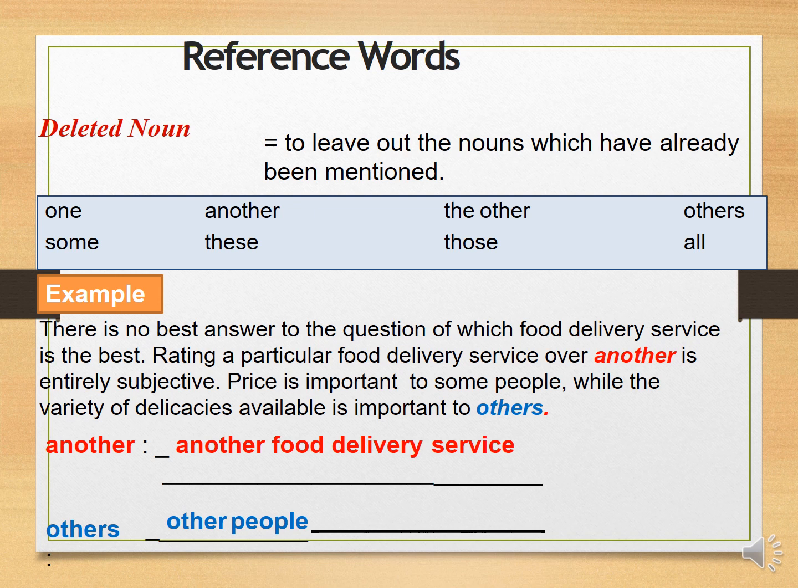Example: there is no best answer to the question of which food delivery service is the best. Rating a particular food delivery service over another is entirely subjective. Price is important to some people, while the variety of delicacies available is important to others. So another here, because we are talking about food delivery service, means another food delivery service. And others here is referring to other people.